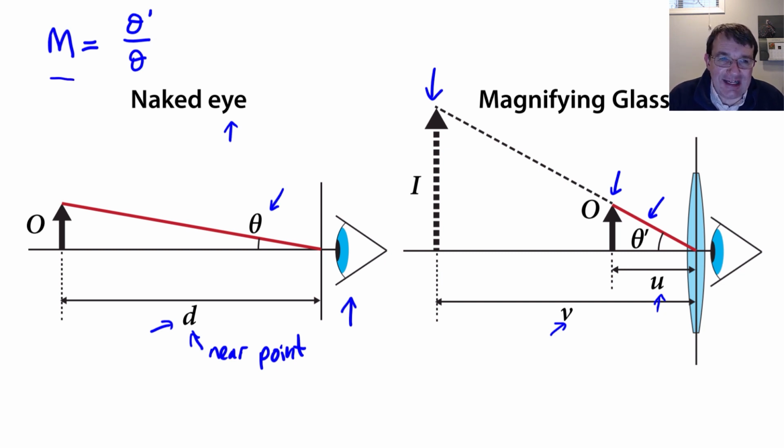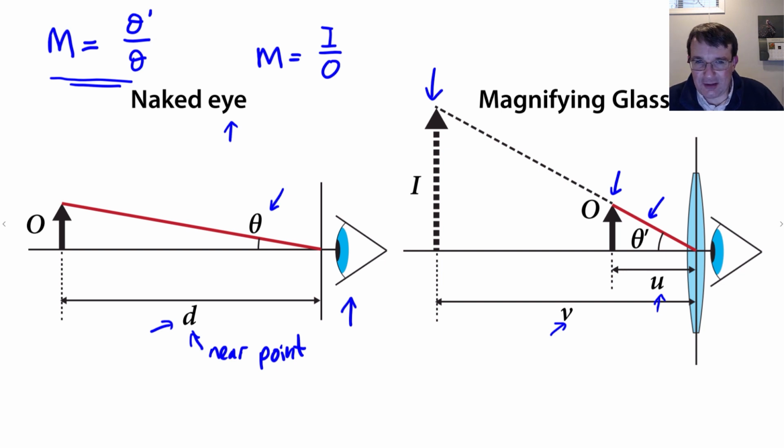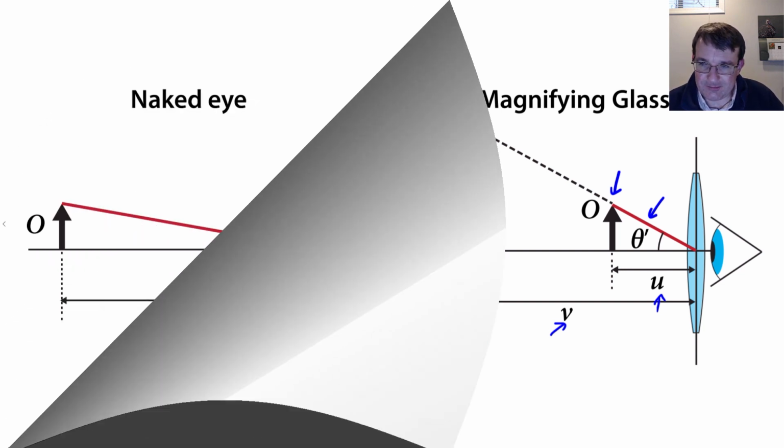So the angular magnification is defined as the ratio of these two angles, just like linear magnification. If you remember, linear magnification was defined as the height of the image divided by the height of the object. So it's the same sort of ratio, only now it's an angular magnification and a ratio of two angles as opposed to a linear magnification. So here are the two diagrams we've got, and what we need to do now is come up with a way of calculating those two angles, theta and theta prime.